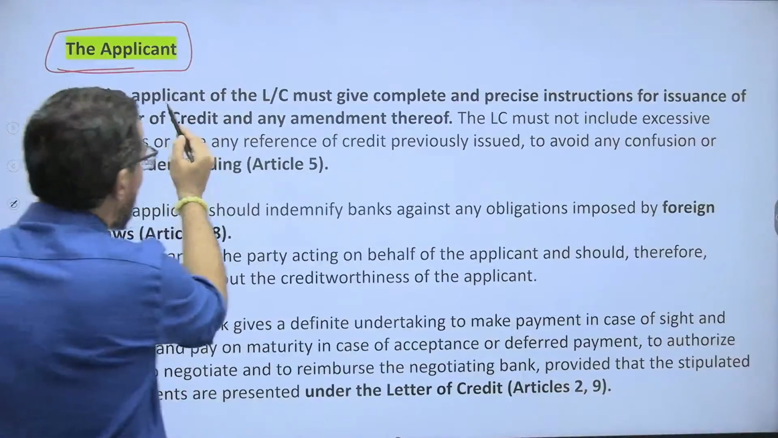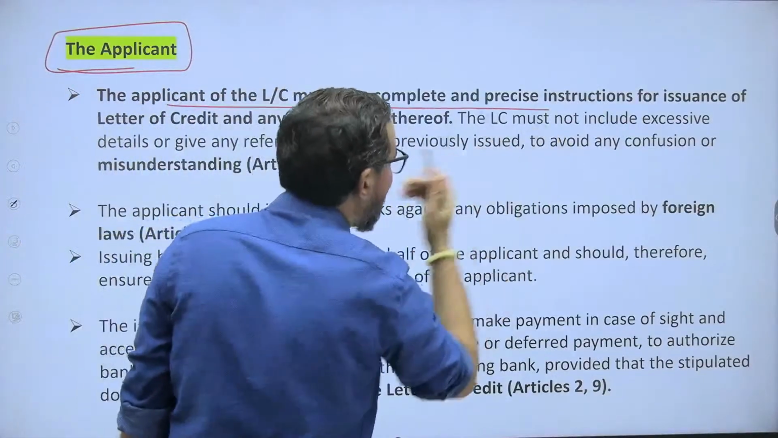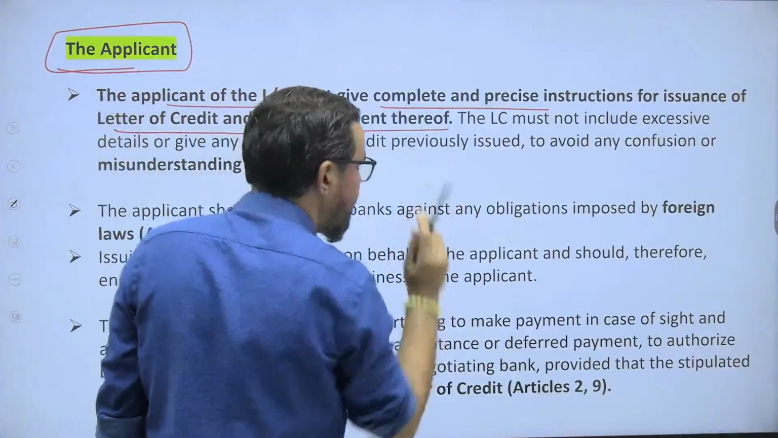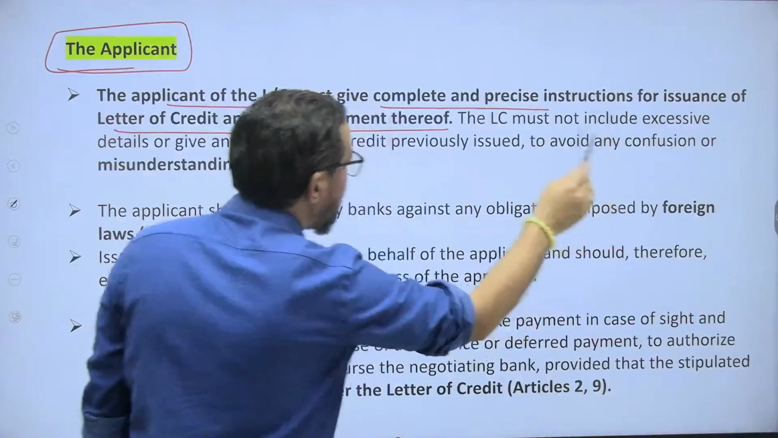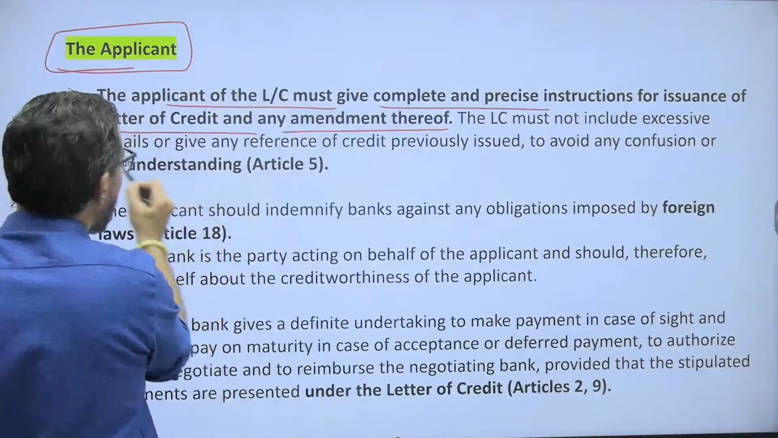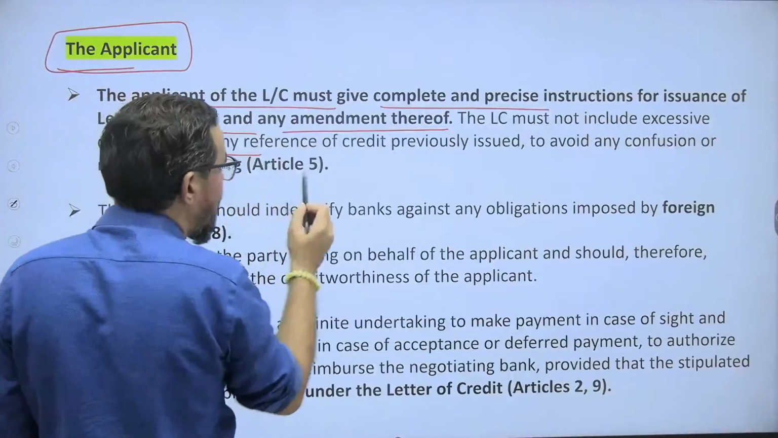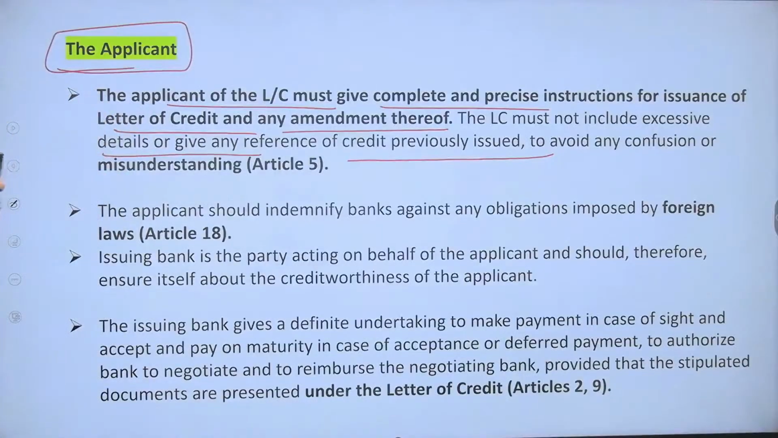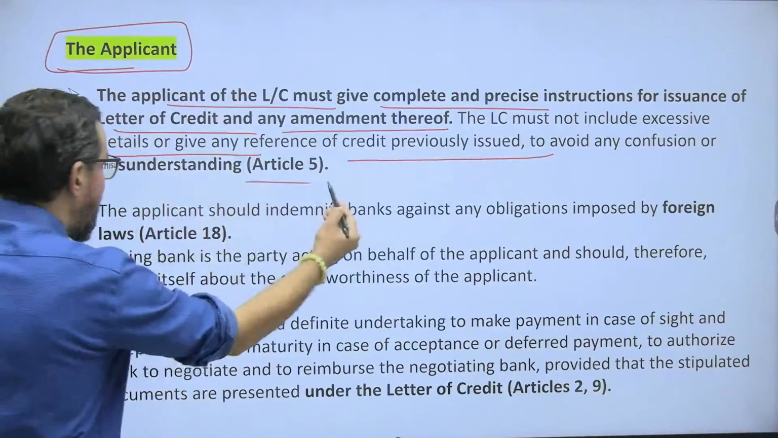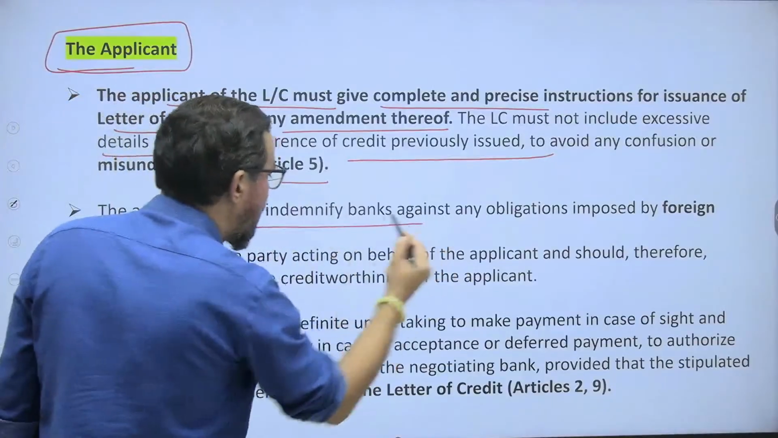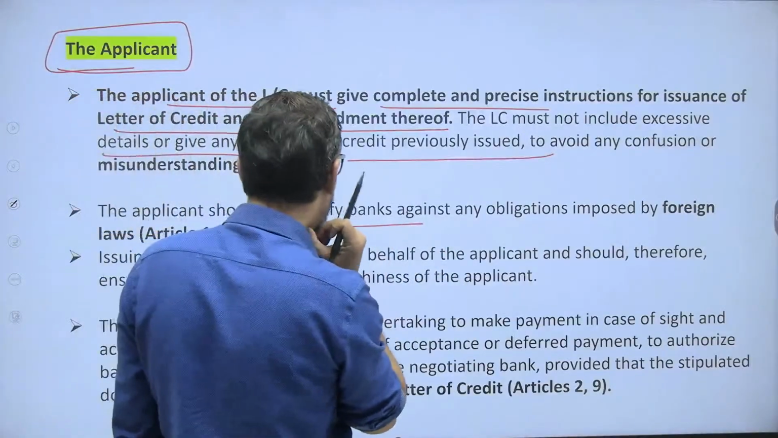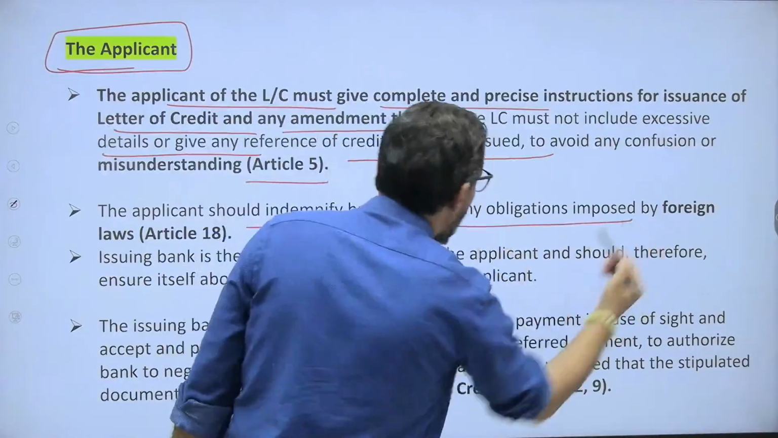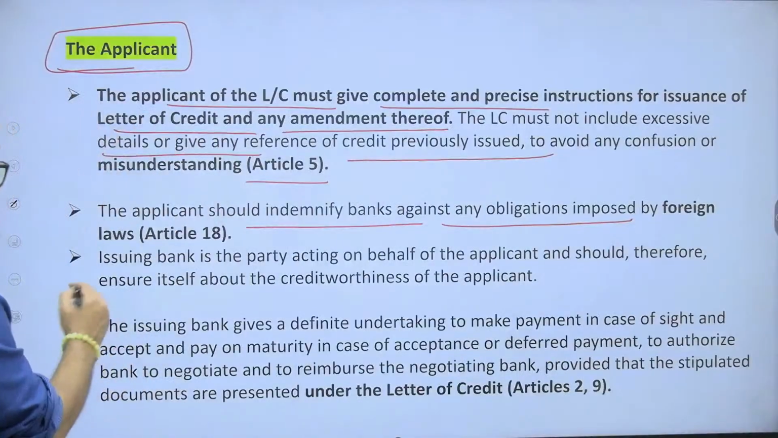The applicant of the LC must give complete and precise instruction for issuance of the letter of credit and any amendment thereof. The LC must not include excessive detail or give any preferences of the credit previously issued, to avoid any confusion or misunderstanding, as per Article 5. The applicant should indemnify banks against any obligation imposed by foreign laws.